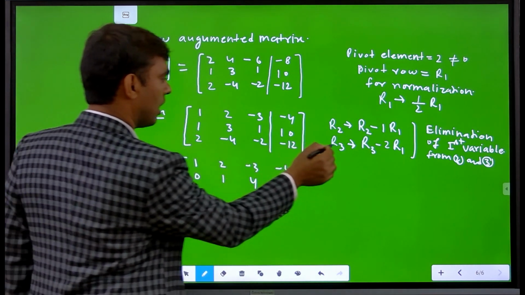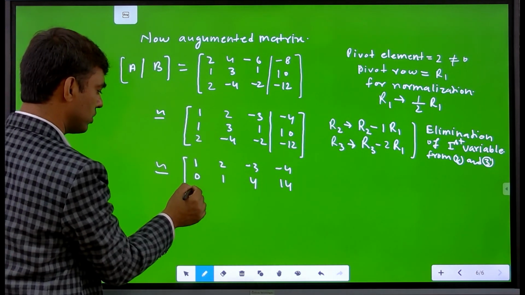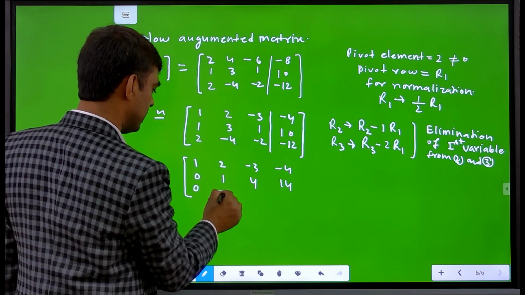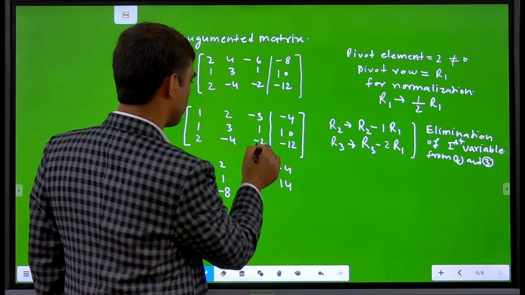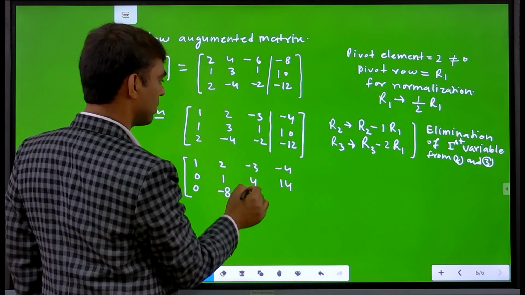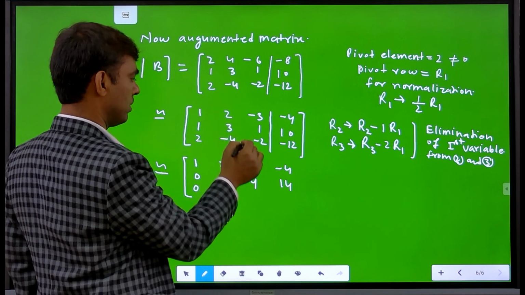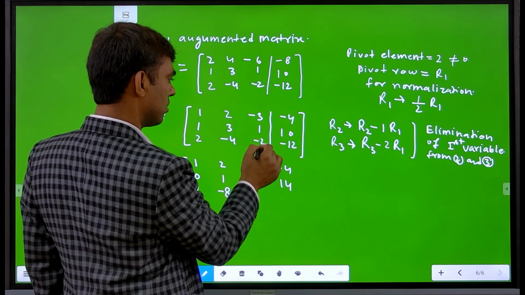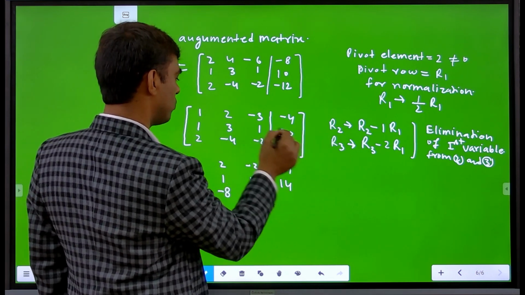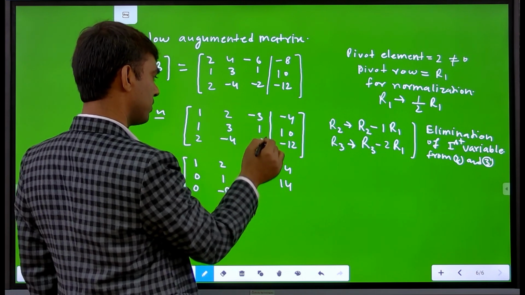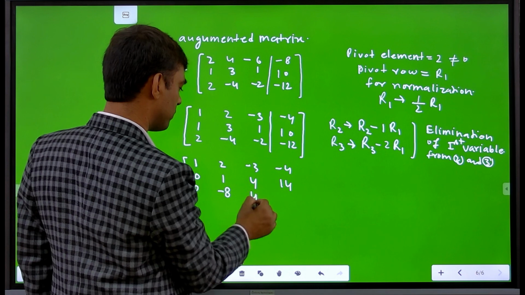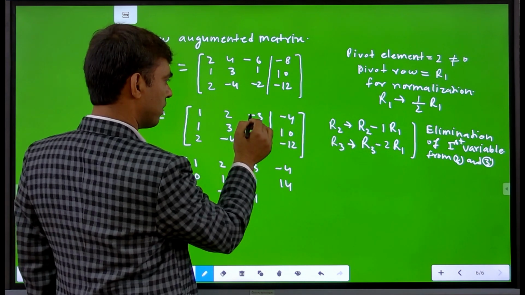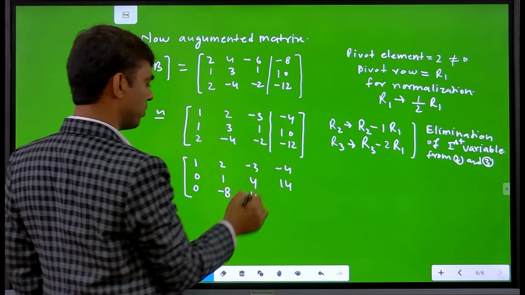And here R3 minus 2 R1: 2 minus 2 equals 0, minus 4, this one is minus 8, and minus 2, and minus 6, this one is minus 4, minus 8, and this one is R3 minus 2 R1. So, minus 2 plus 6, this becomes 4. Once again we verify this one: minus 2 minus minus 3 times 2 is 6, minus 2 plus 6, this becomes 4.